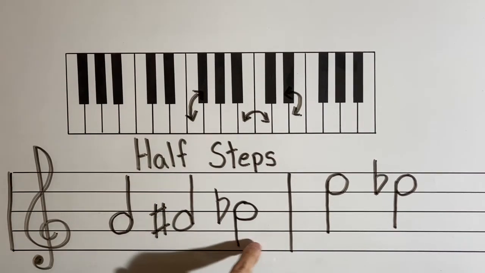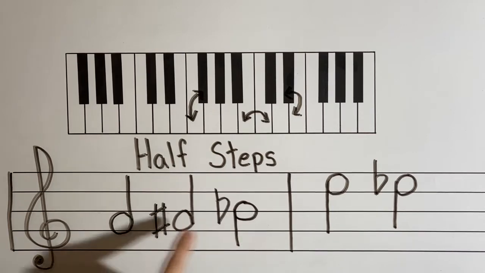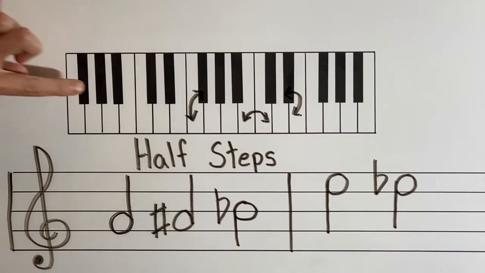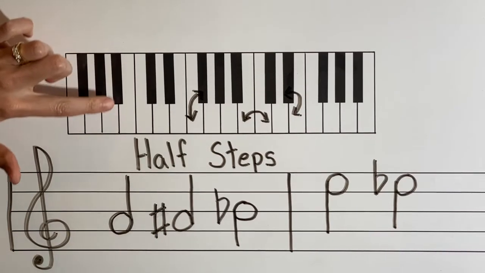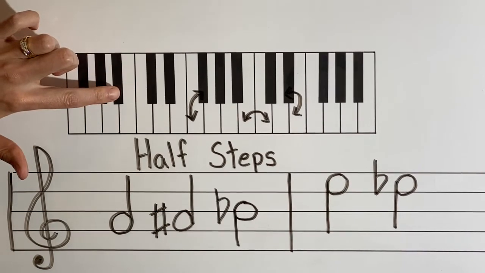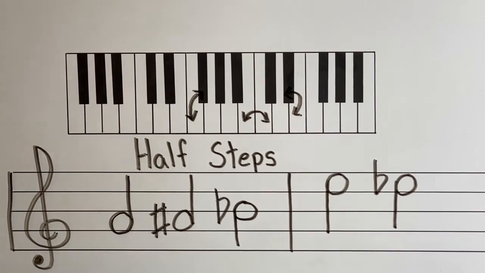Down here, both of these answers are correct. Both of these answers are a half a step higher from my A. So here I have my A. I've gone up a half a step to my A sharp or my B flat.